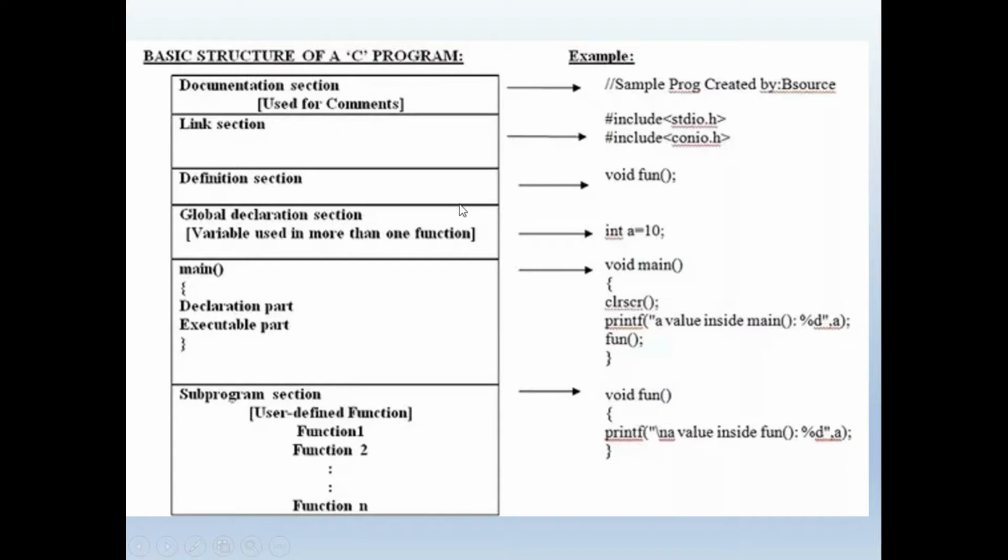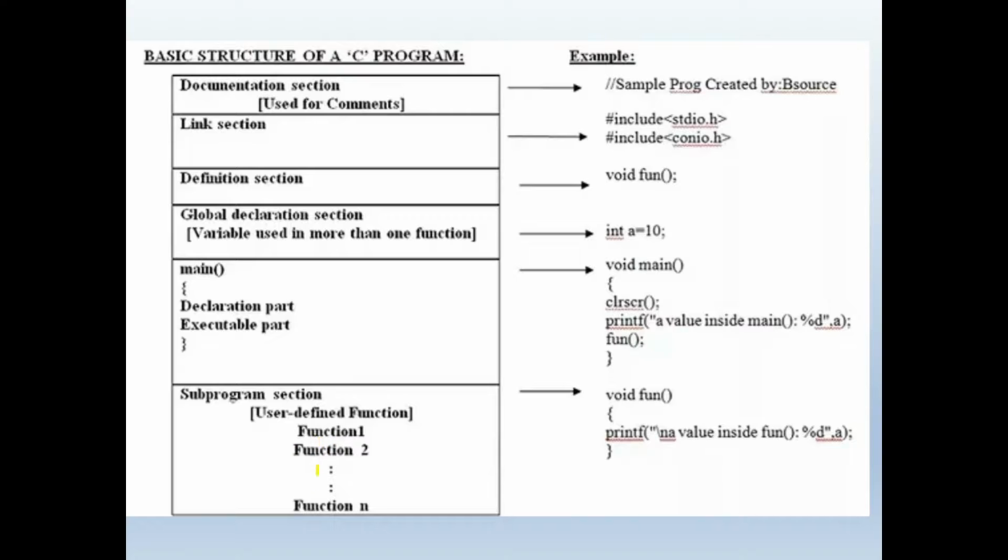Then the definition section. Whatever things you are using, you should declare. In the definition section, we can have #define. In the global declaration section, we globally declare the variables. Then we have the main function. Inside main you have two parts. The first part is the declaration part, and the second part is the execution part, and then subprograms. The last part is the subprogram section.